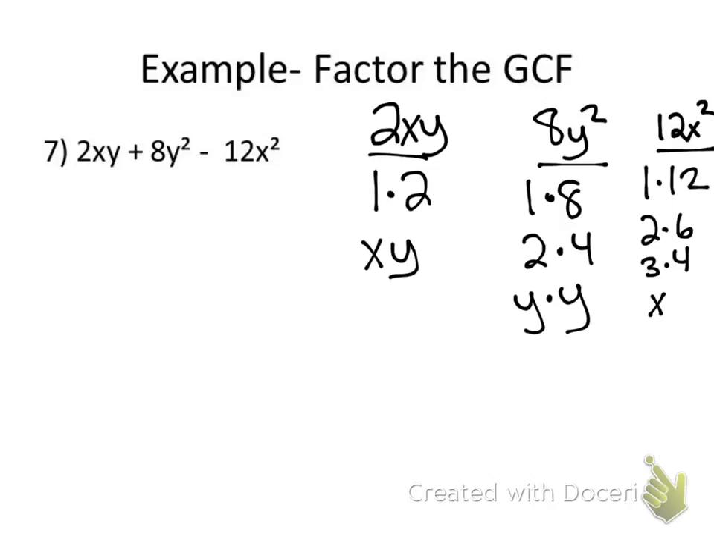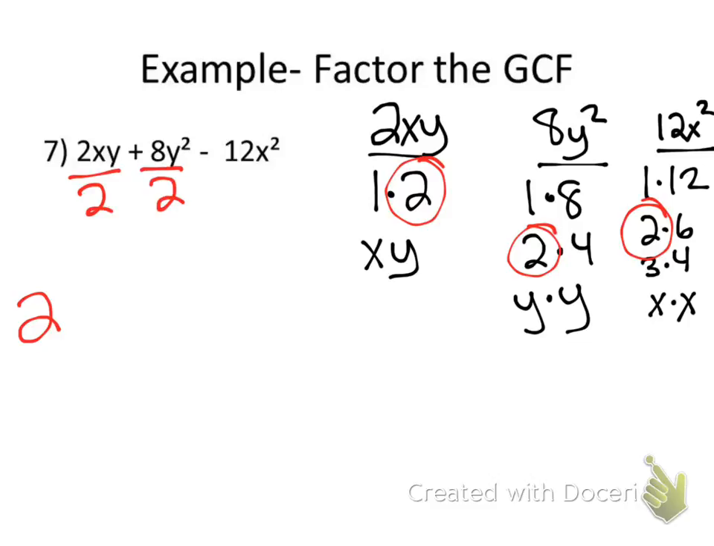All right, so there's the list for 2xy, 8y squared, and 12x squared. Focus on the numbers first. What's the largest number that's in all 3 lists? 2. Do they have any variables in common? X and Y. Hold on. Where's the x here? Nowhere. Where's the y back here? So what variable is in all 3 lists? No variable. It has to be in all 3 lists, all 3 terms, to pull it out to the front. So in this case, the variables are not going to be affected. It's just the x. Whoops, I lied. It's just the 2. Sorry.